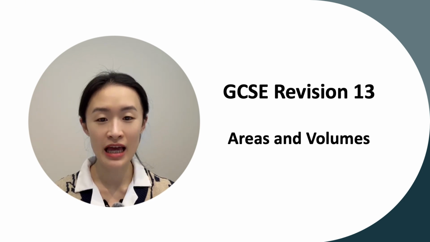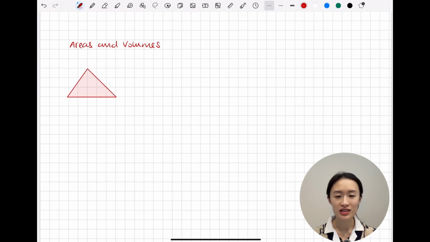Today we'll be revising areas and volumes. Please get your pen and paper ready and make some notes. So let's start with a triangle.